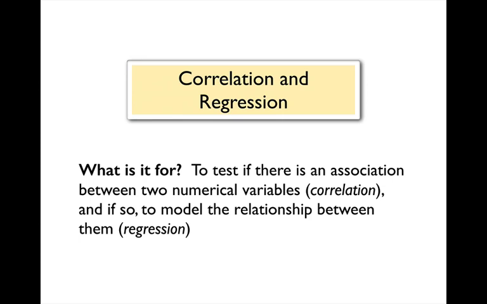It's a lot like the contingency test, except now you're doing it for 2 continuous quantitative variables. So you want to test if there is an association between 2 numerical variables, which is the correlation. And if so, you might want to model the relationship between them. And that clearly would be regression. Okay. This goes back to that lovely phrase, correlation does not imply causation. I'm sure you've all heard that. And so regression you tend to think of as a causative thing, whereas correlation is the other way. Okay. So I'll explain this in a second.